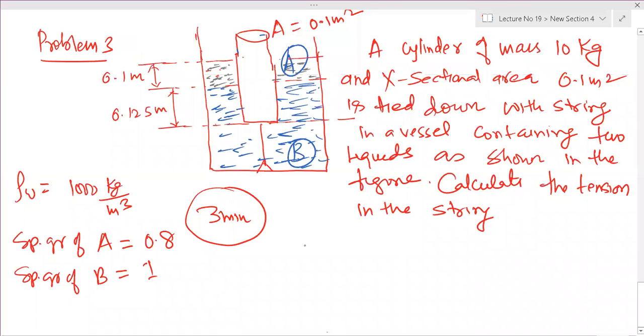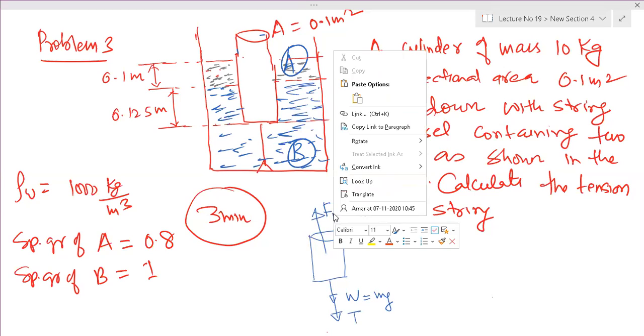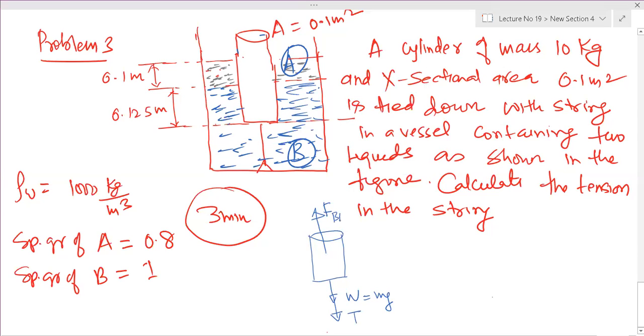If we draw the free body diagram of this cylinder, first you have the weight of the object, mg, and then the tension in the string, and you have the buoyancy force due to fluid A, and the buoyancy force due to fluid B. We can write the free body diagram because this is in equilibrium. It is not moving in any direction.